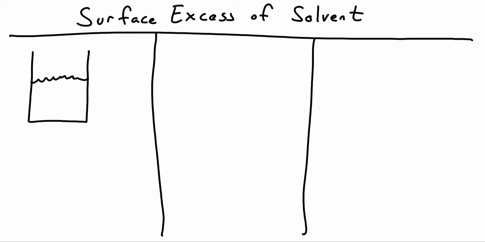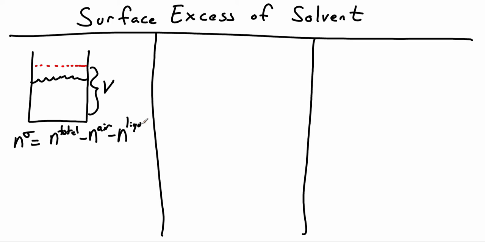And we could put our Gibbs dividing surface up here, like that, well above the surface. And if we do that, then by definition, the volume of the container is this. And we know that the amount of solvent that we can attribute to the surface would be the total amount of solvent minus the solvent that's in the air minus the solvent that is in the liquid state. So we're going to call this down here liquid, and up here is in the air.